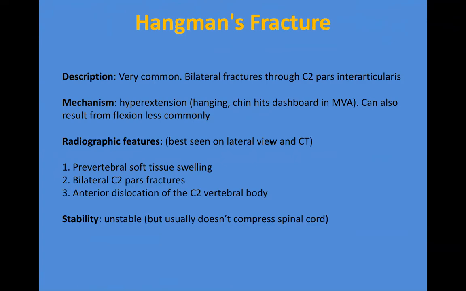So again, you're going to see prevertebral soft tissue swelling, disruption of your pars, and anterior dislocation of that C2 vertebral body from disruption of your anterior longitudinal ligament. This fracture is unstable, but usually doesn't compress the spinal cord because of the bilaterality of it. Since you have bilateral fractures, that ring tends to distract, meaning the front portion of the C2 moves anteriorly and the back portion of the C2 moves posteriorly so that you don't have squeezing on the spinal cord.